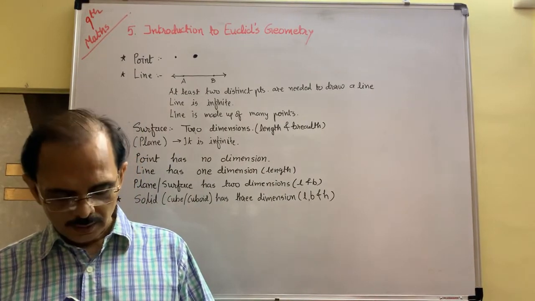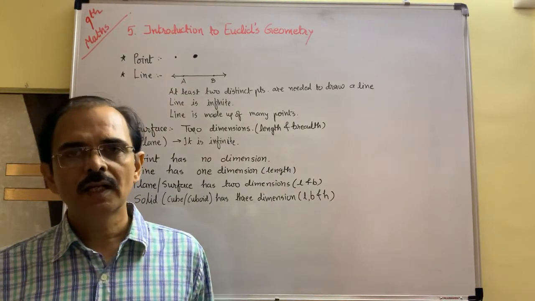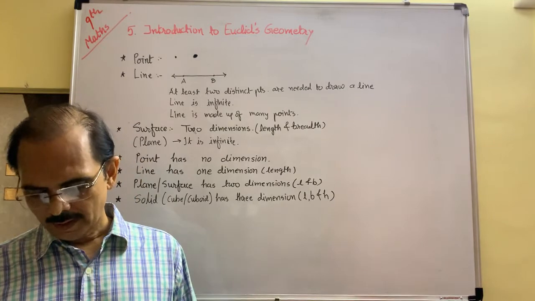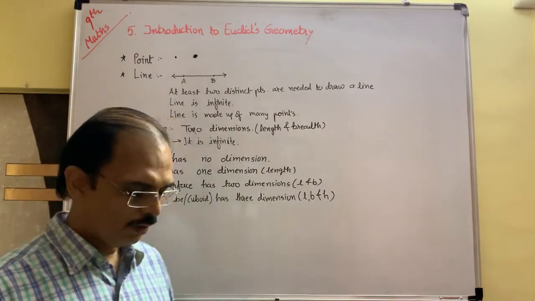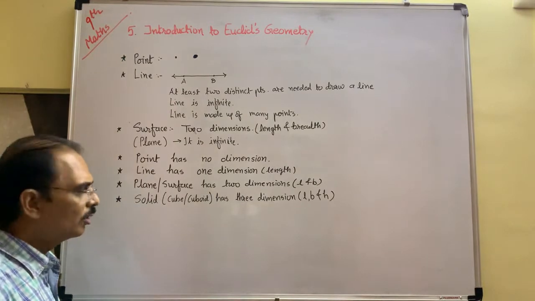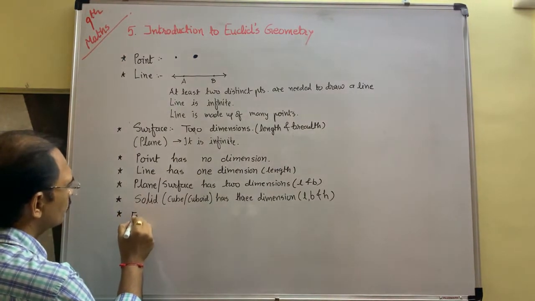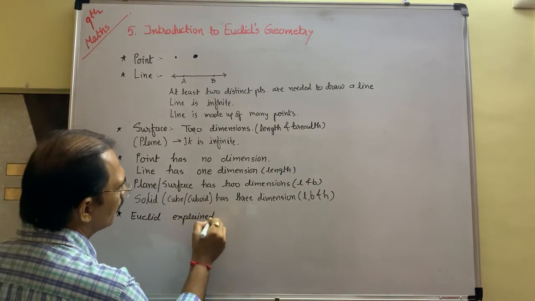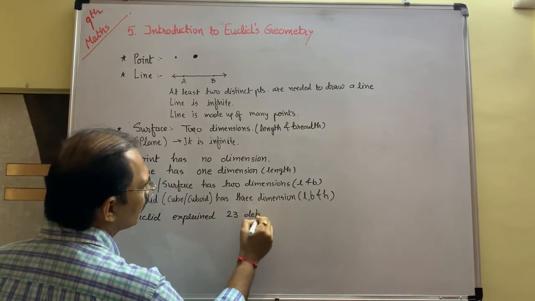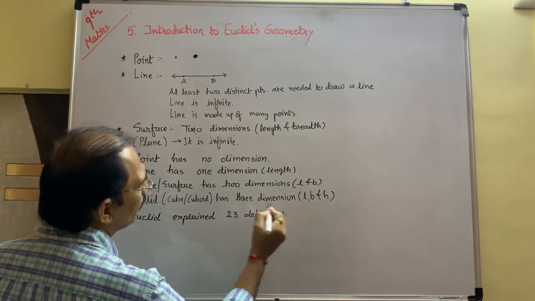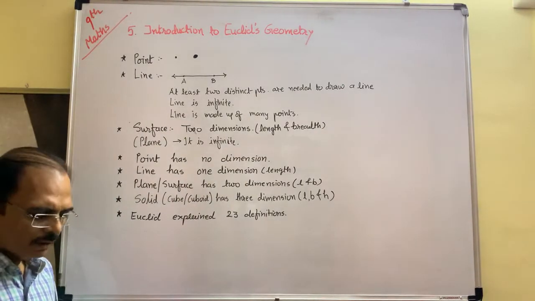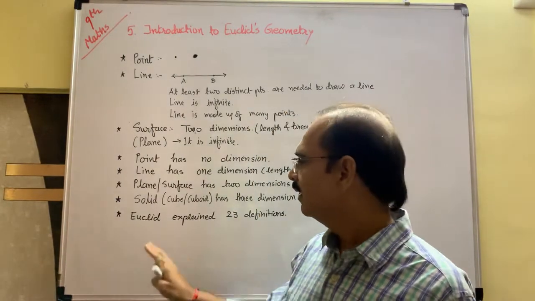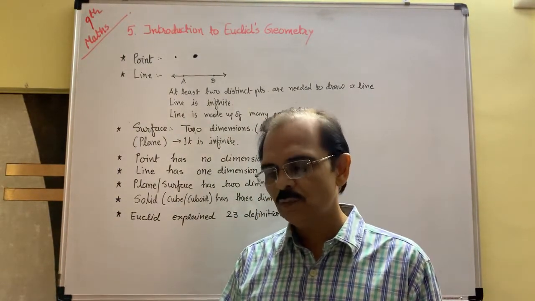Now, in the Elements, the book, Euclid explained 23 definitions. How many definitions explained in an element or a book? So Euclid explained 23 definitions. To clear the concept, you should read this, not learn. You should read it. Only 7 definitions are given in your textbook, page number 80.